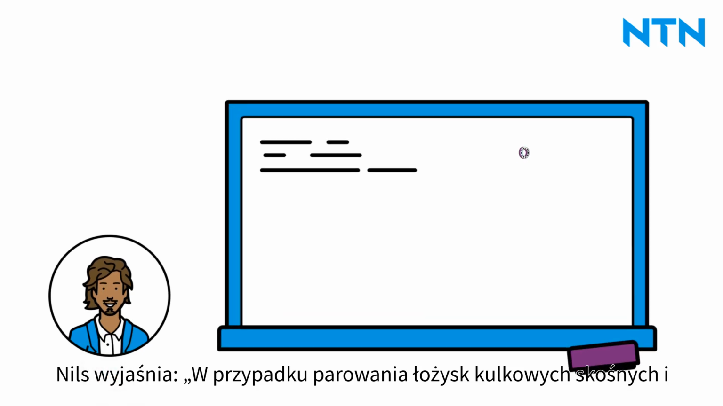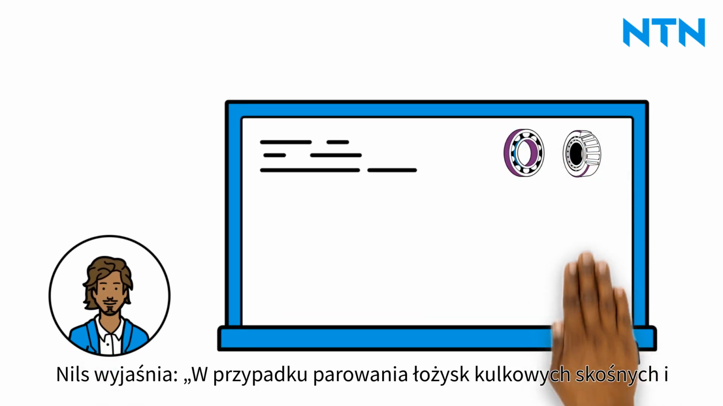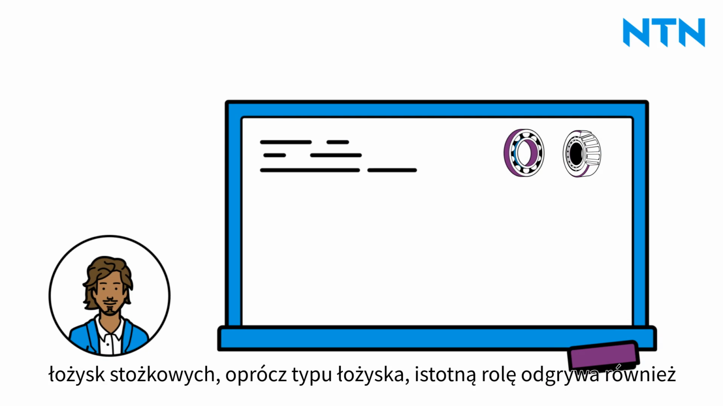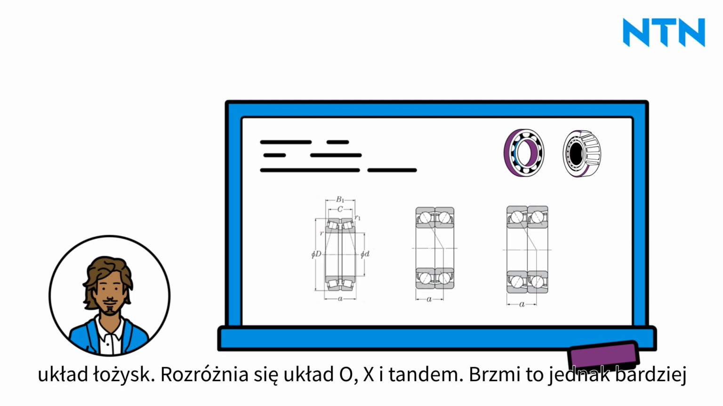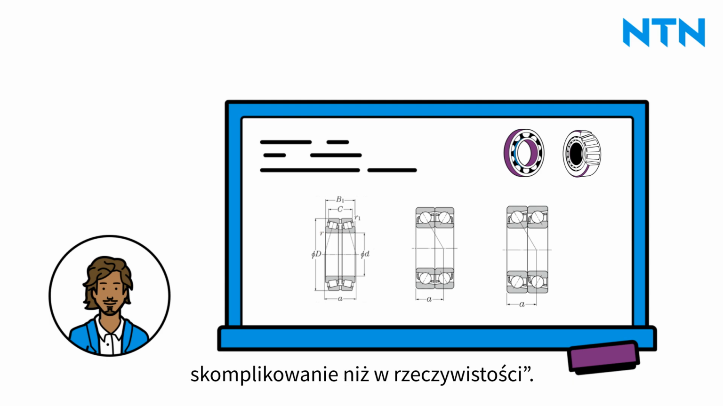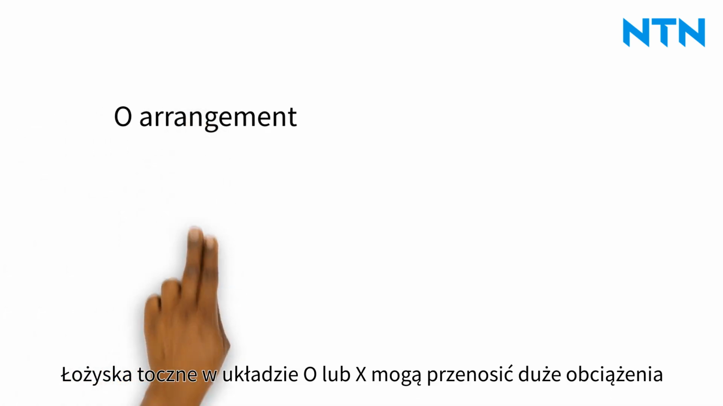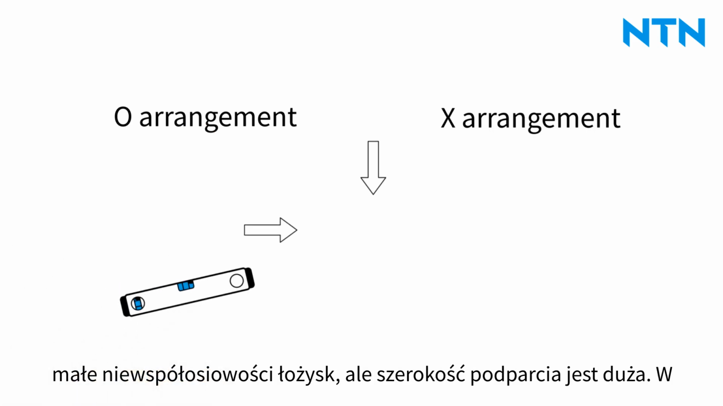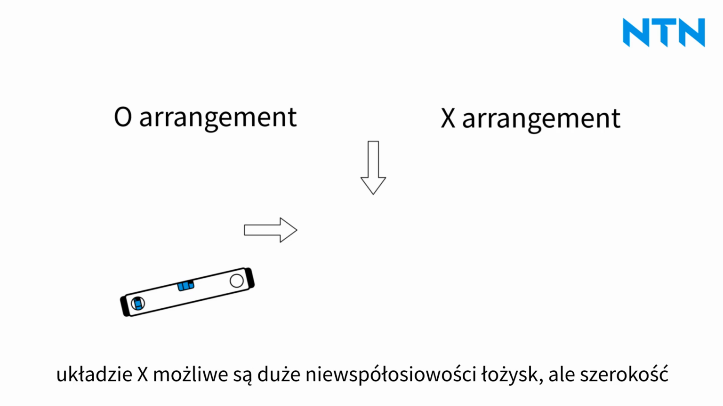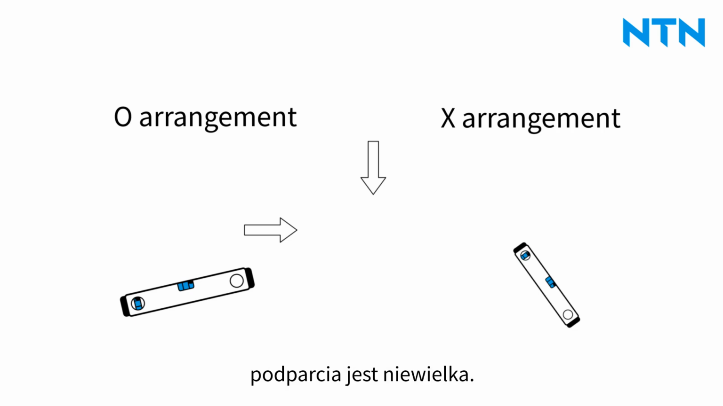Nils explains, when pairing angular contact ball bearings and tapered roller bearings, the arrangement of the bearings plays a role in addition to the type of bearing. A distinction is made between the O, X, and tandem arrangement, but that sounds more complicated than it actually is. Rolling bearings in O arrangement or X arrangement can support high radial loads as well as axial forces from both directions. With the O arrangement, small misalignments of the bearings are possible, but the support width is wide. With the X arrangement, high misalignments of the bearings are possible, but the support width is low.